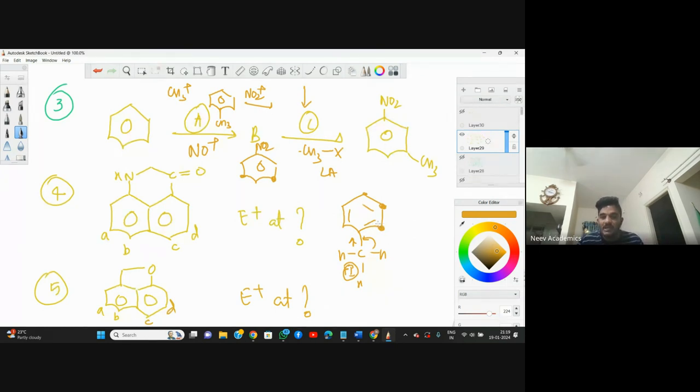Electron density will be given to this position more, and when we move a little more distance, the electron density provided from the CH3 will be less. Correct or not? Now the electrophile NO2 plus will come over here, the next minor product will be the meta NO2, and the least amount of product will be the para product. So this is actually an exception question, an important question as well.